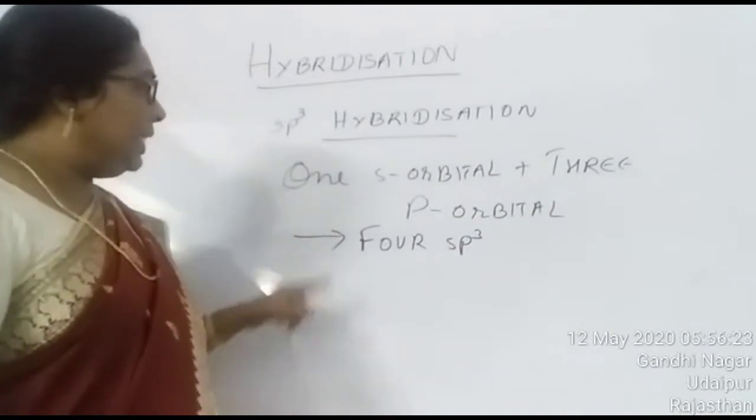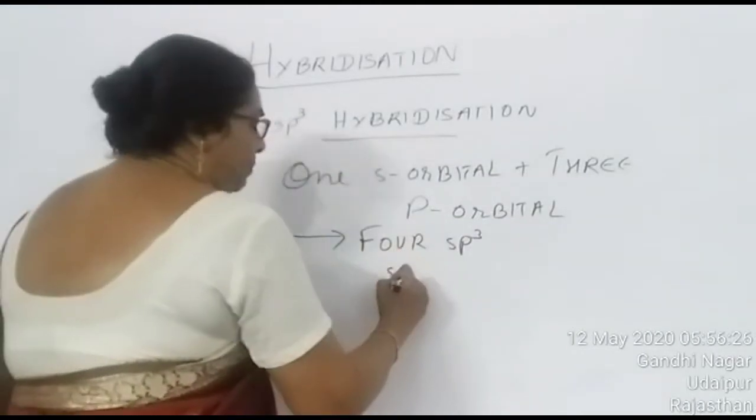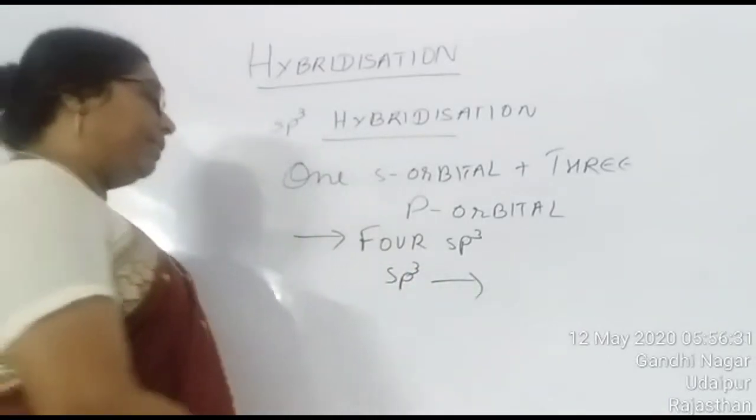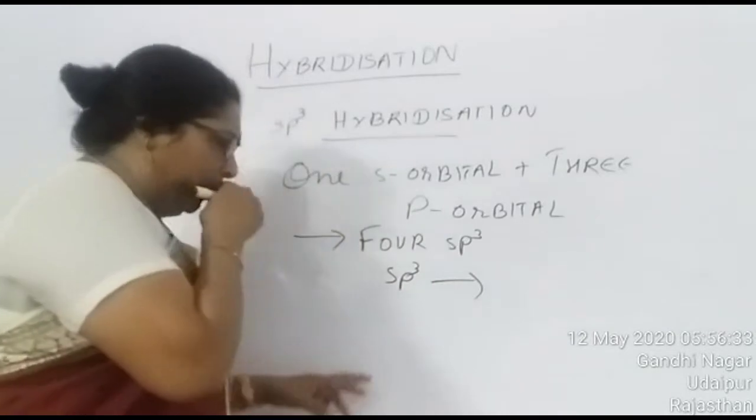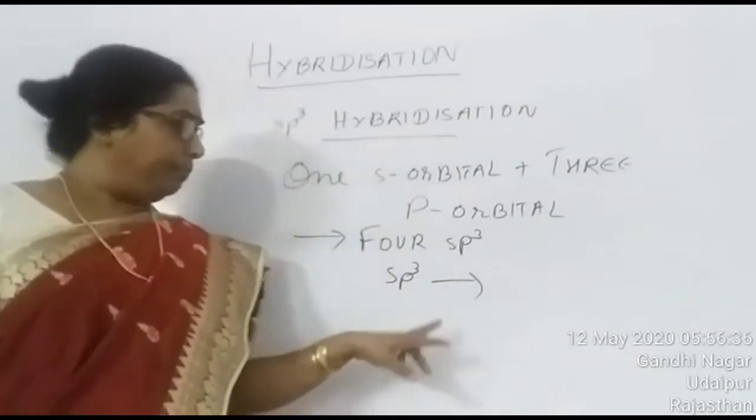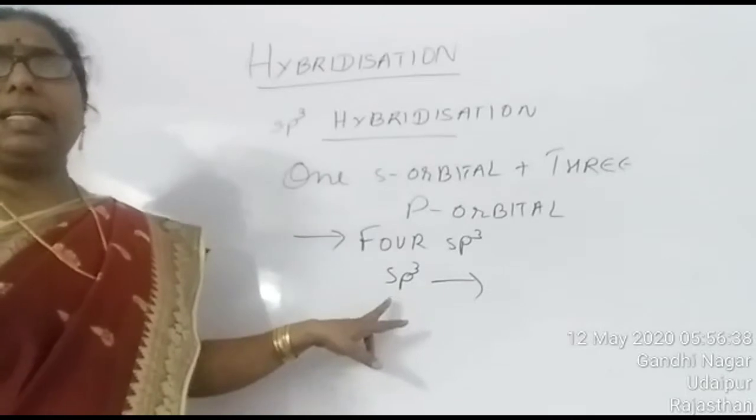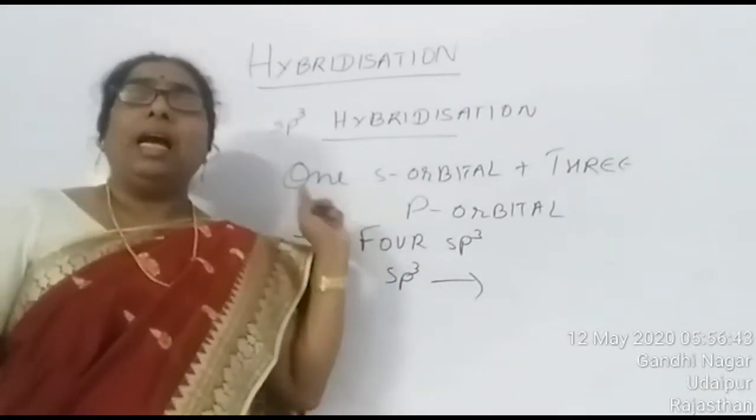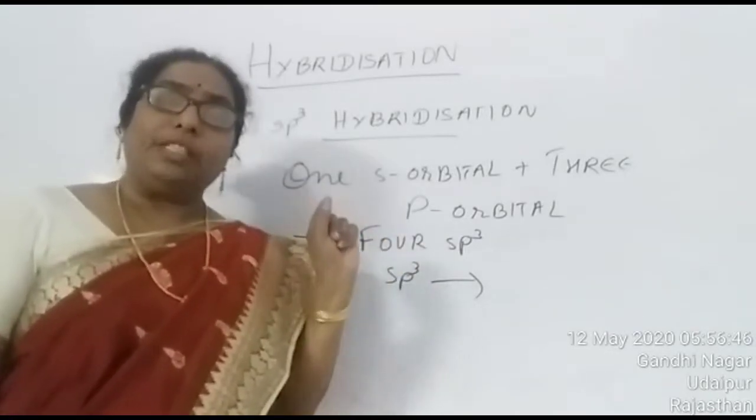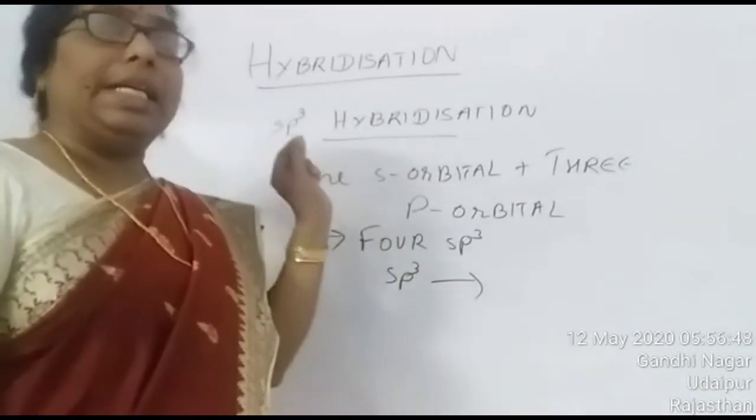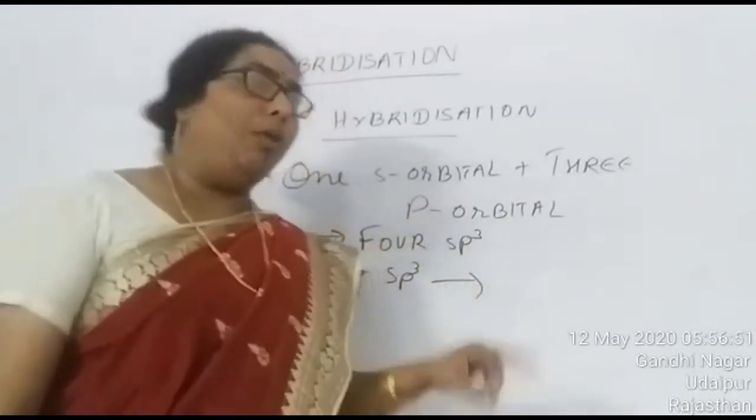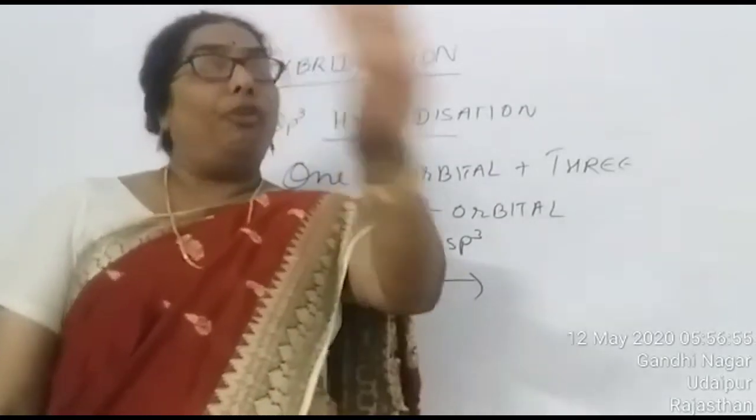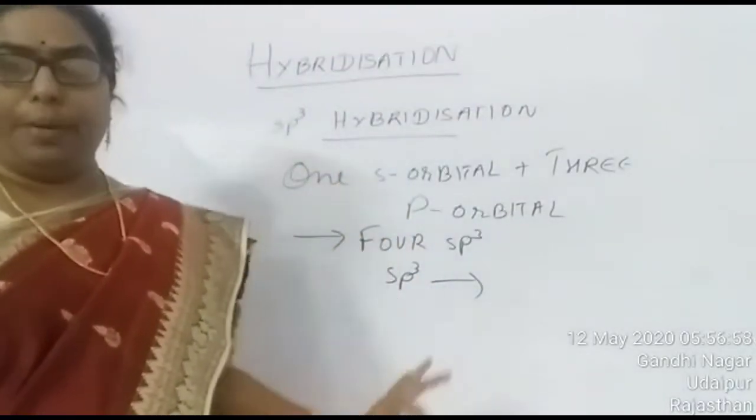Here we can see that in sp3 hybridization, the ratio between s and p character is 1:3. Or we can say that the s character is 25% and the p character is 75% in this hybridization. So sp3 hybridization is the process of intermixing of one s orbital with three p orbitals to form four sp3 hybrid orbitals.